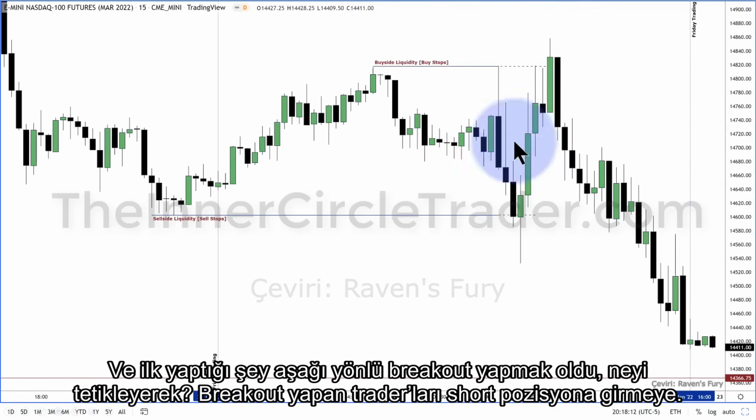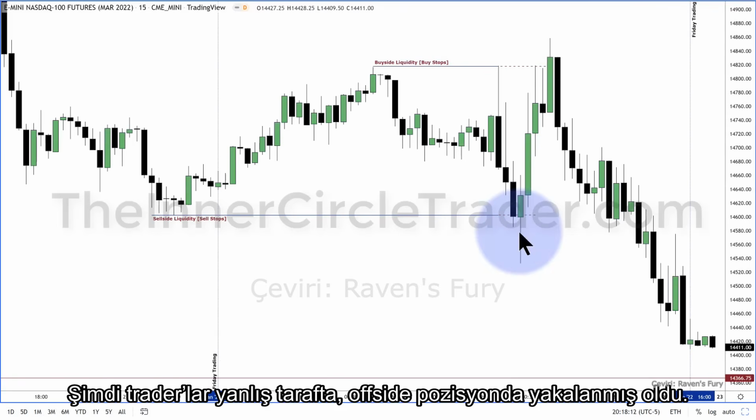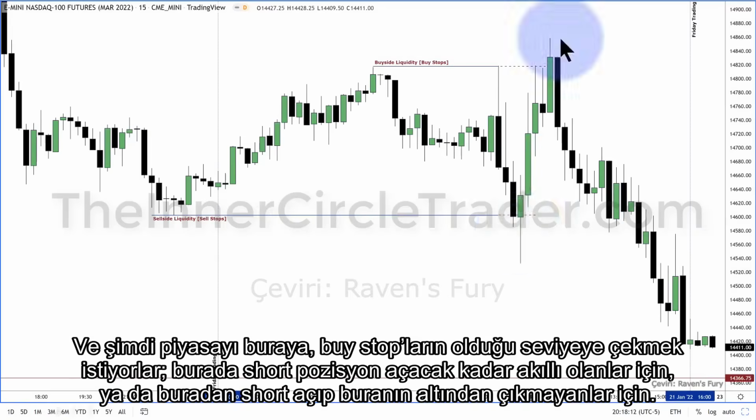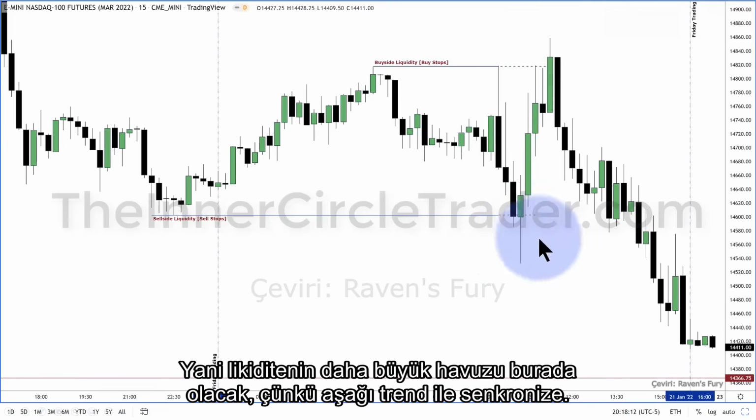And the first thing it did was broke out to the downside, tripping what? Traders in a breakout to go short. So now they have traders caught on the wrong side, offside, and now they want to take the market up here, where those buy stops are going to be resting for those that were smart enough to sell short here or here and didn't get out below here.